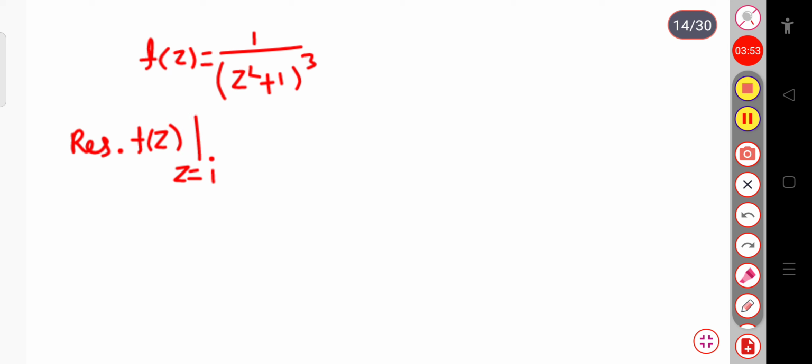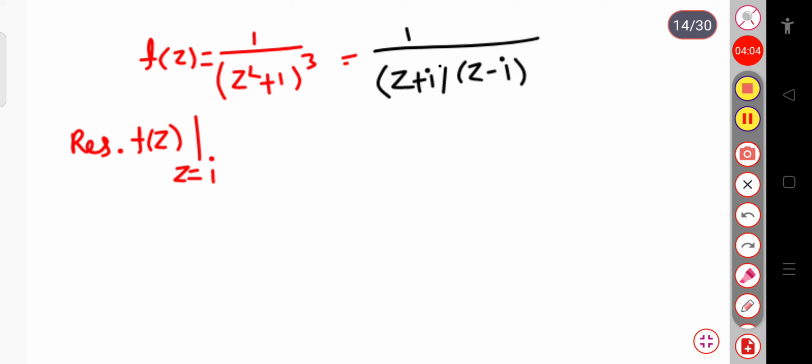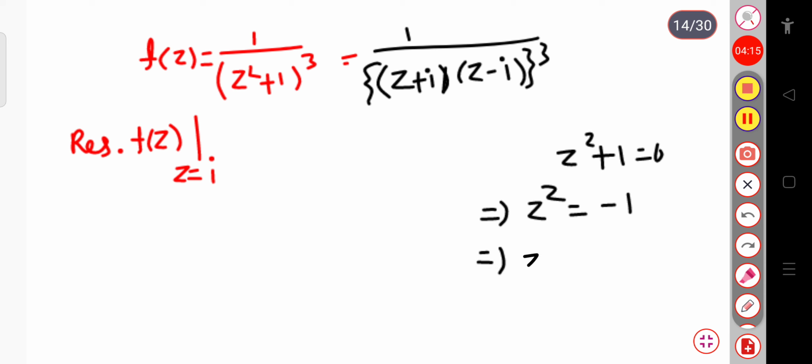So now this f(z) = 1/(z² + 1)³ can be written as 1/((z + i)(z − i))³, because if I put z² + 1 = 0, then z² = −1, and that implies z = √(−1), which is equal to iota, and this root means plus or minus i. So the roots are z + i and z − i.